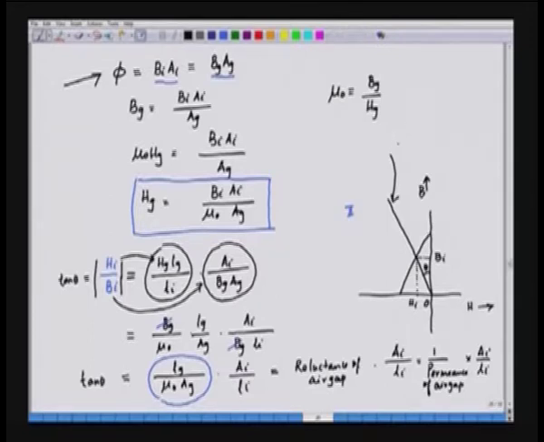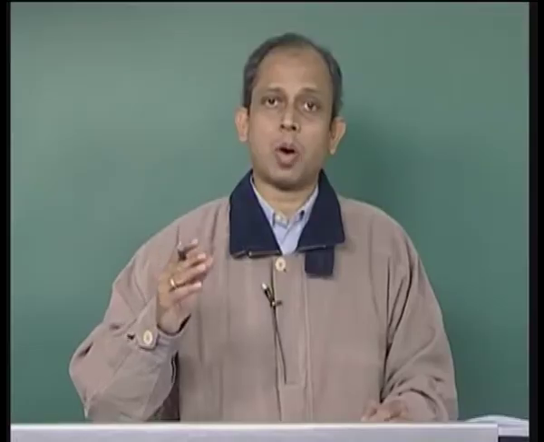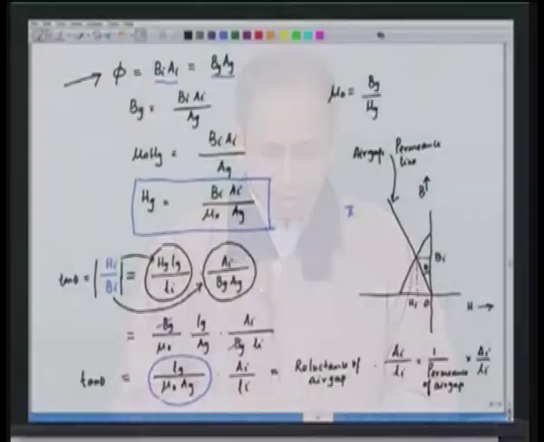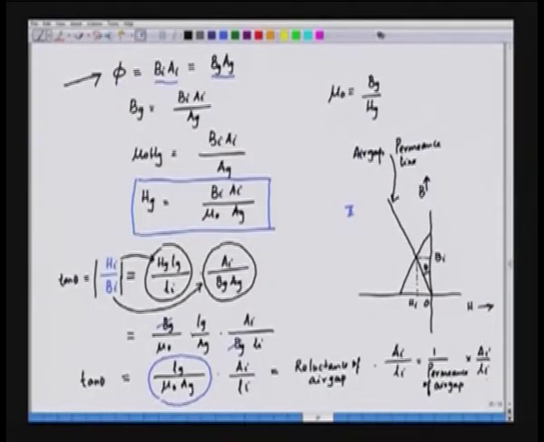We can call this the air gap permeance line. So, this is the significance of this line. This line gives a measure of the permeance or reluctance. Permeance is the inverse of the reluctance. So, tan theta is given by this. We can say that this Ai by Li is a constant quantity. Ai is the cross section area of iron, Li is the length of the iron, those are constant quantities. So, this tan theta gives a measure of the permeance or reluctance of the air gap.